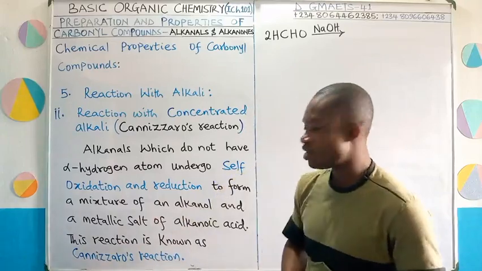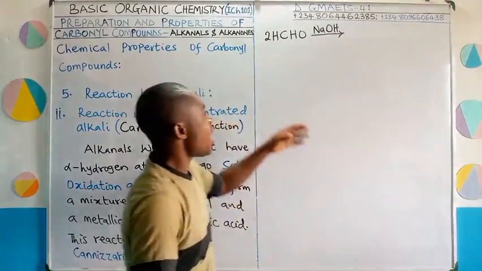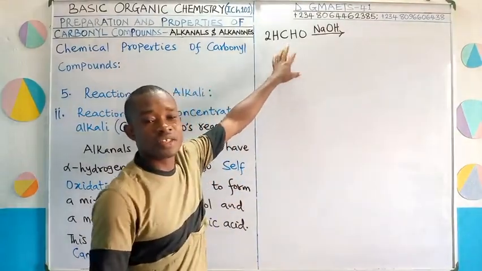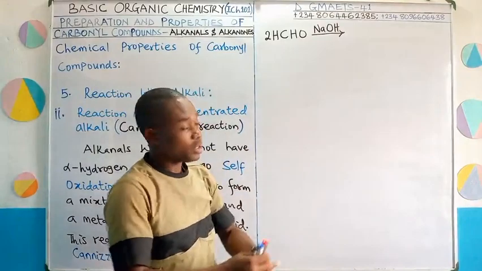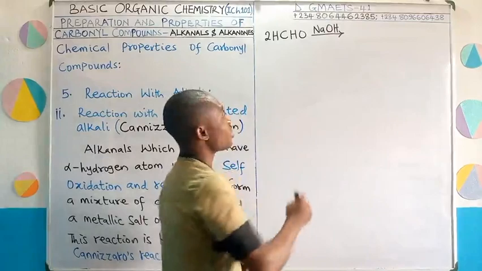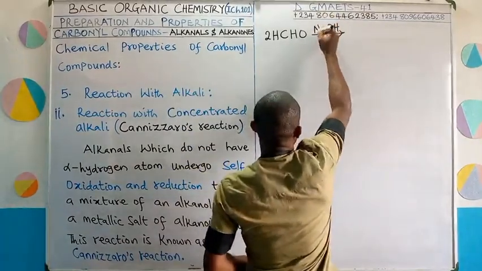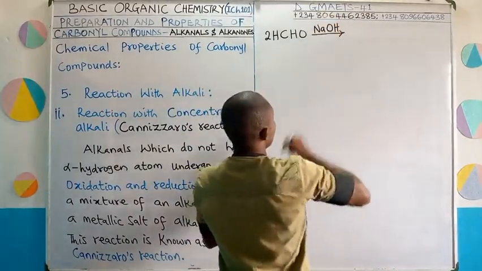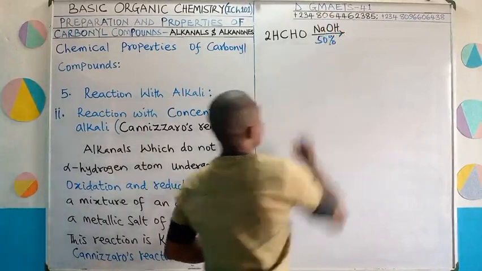Now we're going to look at the reaction on the board. Here I have this compound. This is methanal, 2 molecules of them. We use concentrated sodium hydroxide here as our alkali. This is 50% of this, so let me indicate it. Okay, 50% sodium hydroxide. Is that okay?